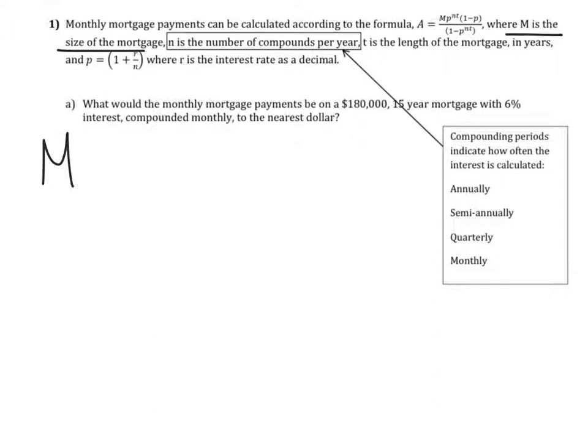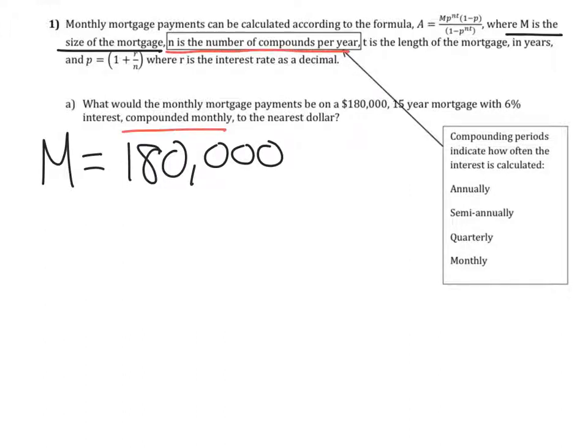M is the size of the mortgage. So how much of a mortgage are you taking out? Well, we're going to take out $180,000 for this house. Okay, so I just read them and cross them off as I go. N is the number of compounds per year, compounded monthly. So what do you think monthly means? Well, again, this is just review, so hopefully you know that it means 12.